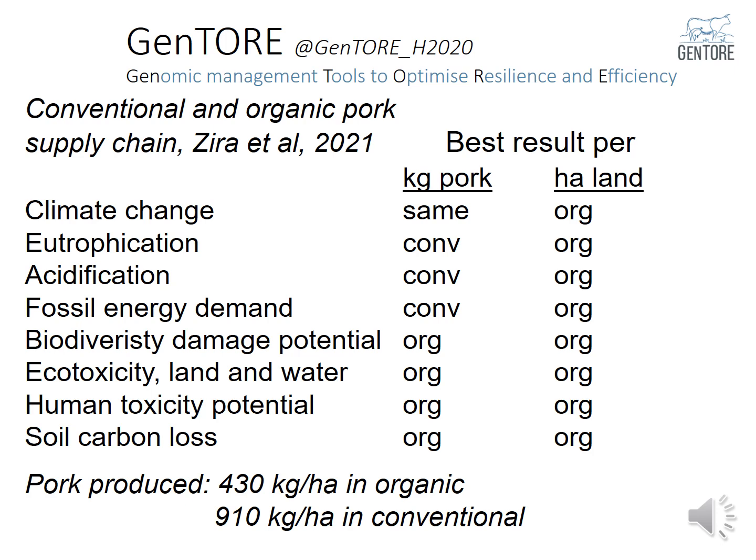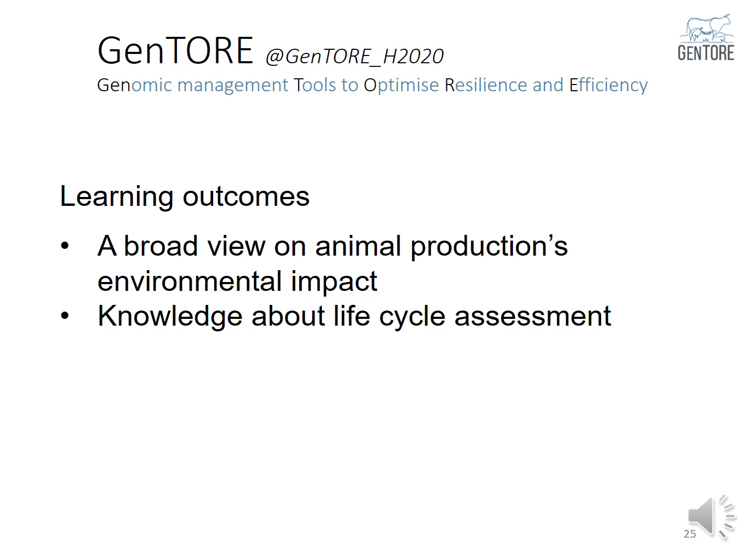In the GenTORE project, we are now performing life cycle assessments of different milk and meat production systems. 2 systems with dairy cows and 1 system with suckler cows. And the study includes environmental, social, and economic aspects of sustainability. Now it's time to end this lecture, and let's have a look at the learning outcomes before we close. I hope this lecture has given you a broader view on animal production's environmental impact and new knowledge about life cycle assessment.